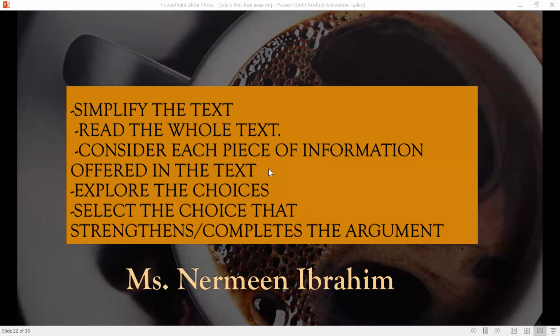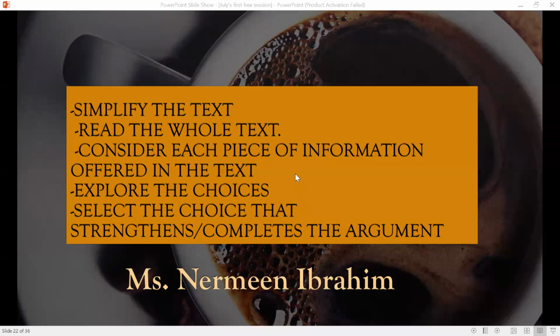Non-essential. This means that you can simply read these pieces of information, but you do not rely heavily on them to search for your perfect answer, okay? Explore the choices. You have to check the choices and select the choice that strengthens or completes the argument.